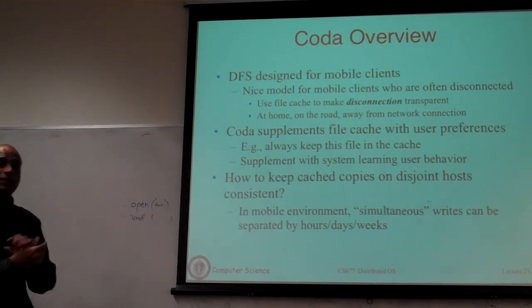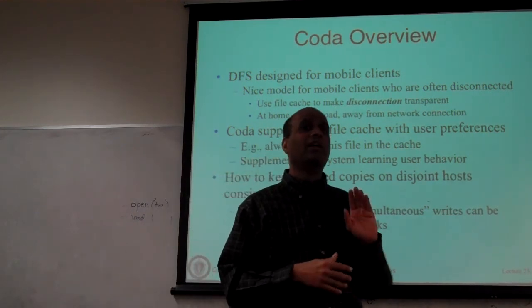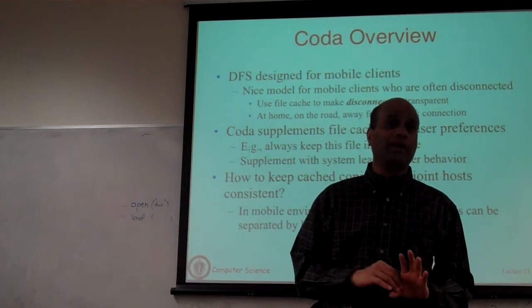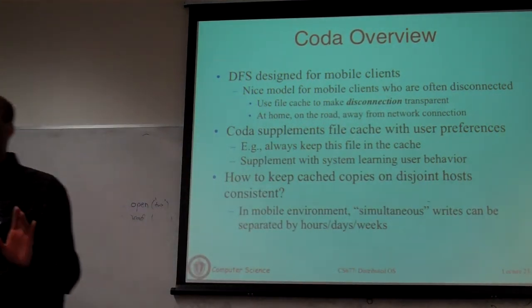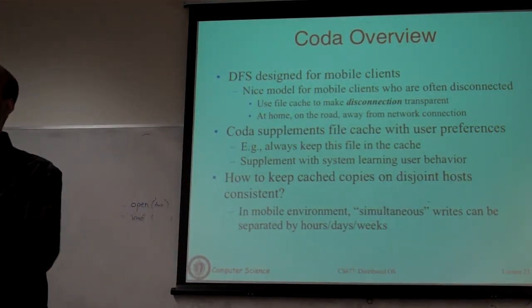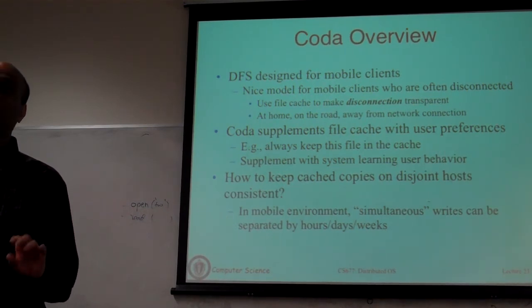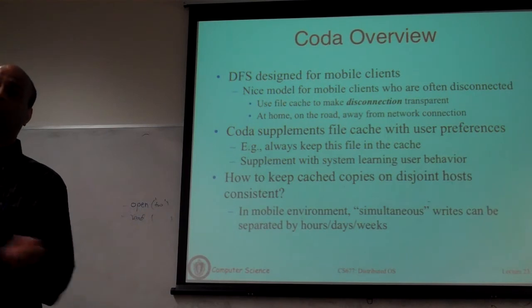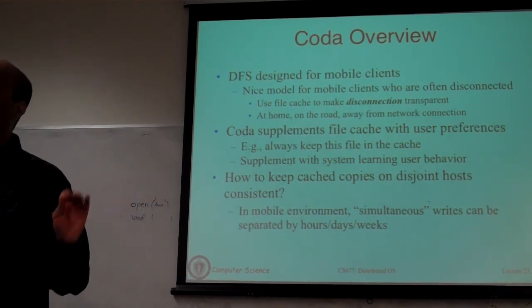Okay. So the main thing to keep in mind is Coda is a distributed file system designed with mobile clients in mind. NFS is a distributed or network file system designed for wired clients. It's assuming that the client machines are connected over Ethernet or some wired connection to the server. Coda assumes that you have mobile clients.